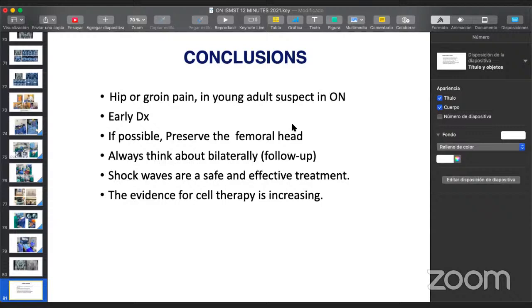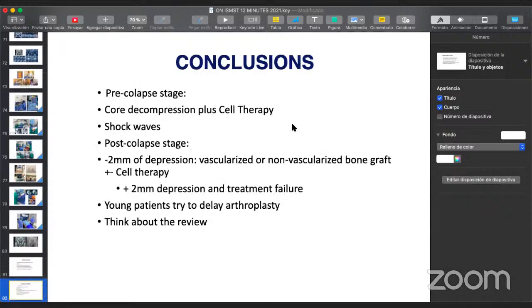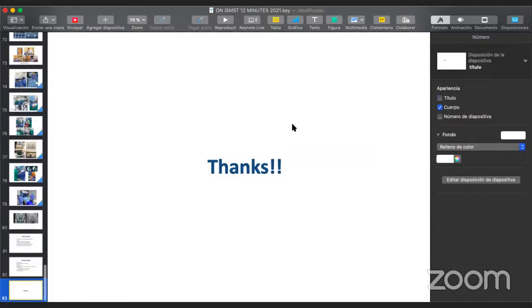We use it like an adjuvant treatment, like with core decompression. The evidence for cell therapy is increasing. Nothing else. Thank you very much for the opportunity.